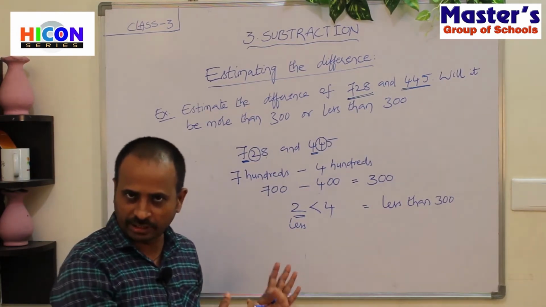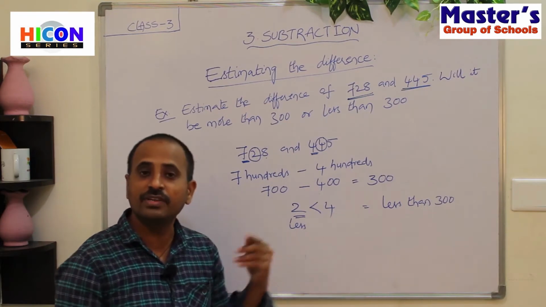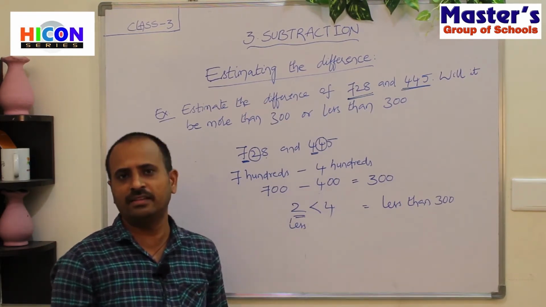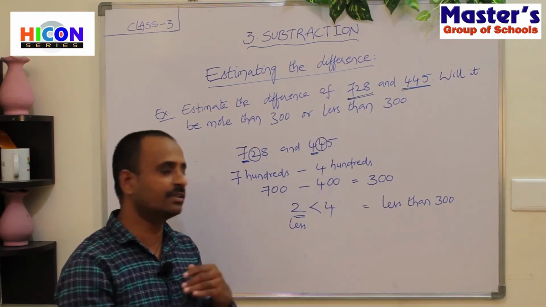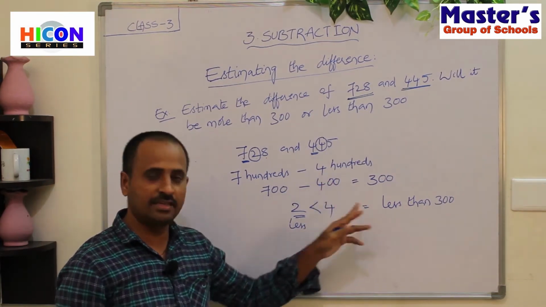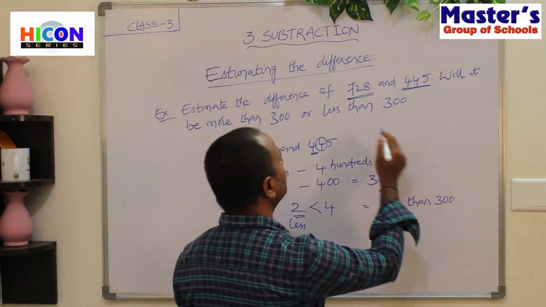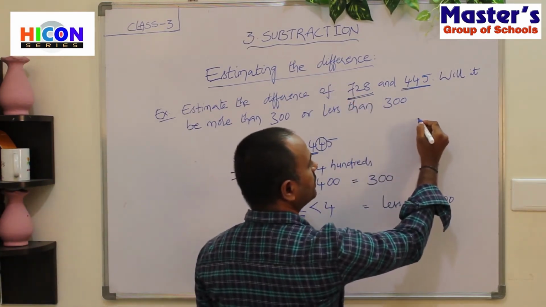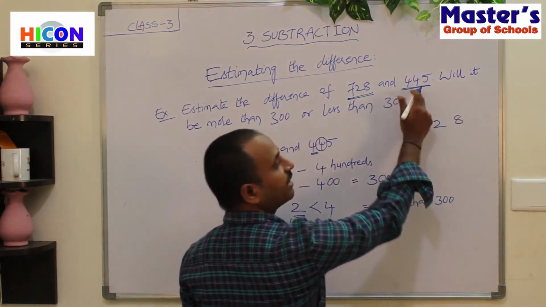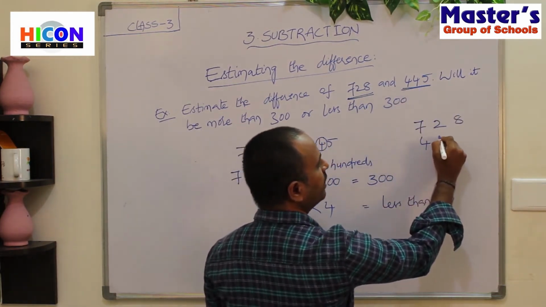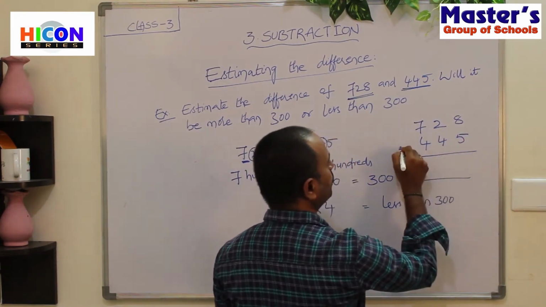So let us do the actual subtraction now, to check whether the difference is less than 300 or greater than 300. The first number is 728 and the second number is 445. So do the subtraction here.